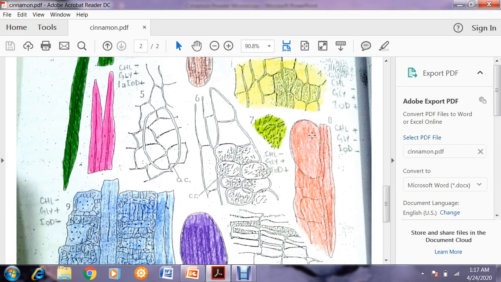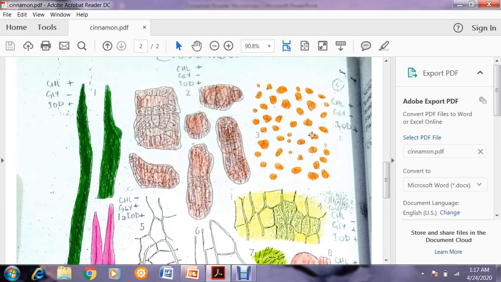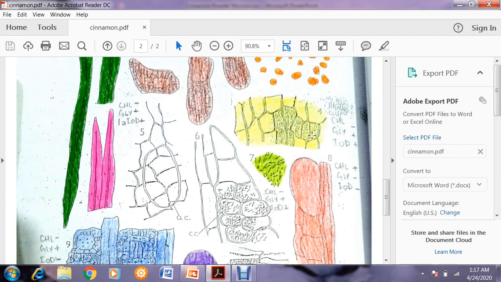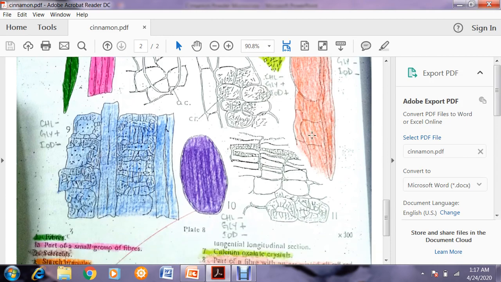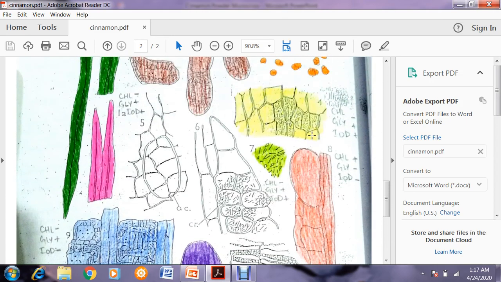And in number 4, cork in surface view. This is where the Hoff cell is present. In glycerin iodine it becomes visible, while in chloral hydrate it doesn't become visible.